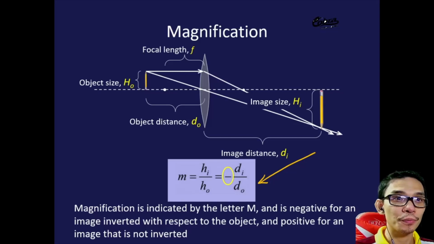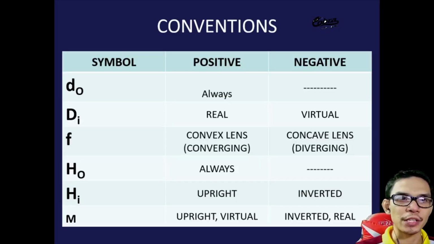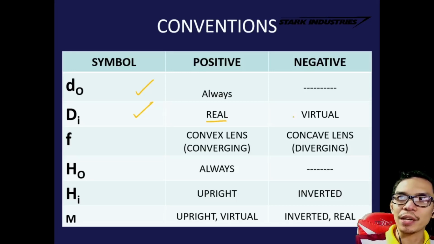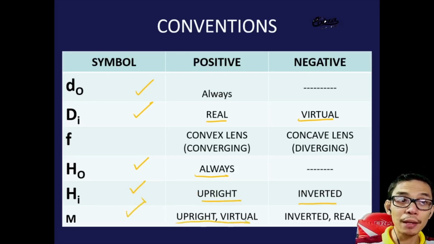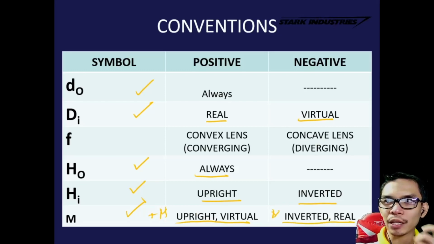So therefore, we can now proceed with the convention. Alright, so what are the conventions? Actually, they are the same. In terms of the distance of the object, always positive. The distance of the image is the same thing. Height of the object, it's the same thing. Height of the image, upright, positive, inverted, negative. Magnification, positive magnification is upright, virtual. Negative magnification is inverted, real. Alright, so positive and negative magnification.